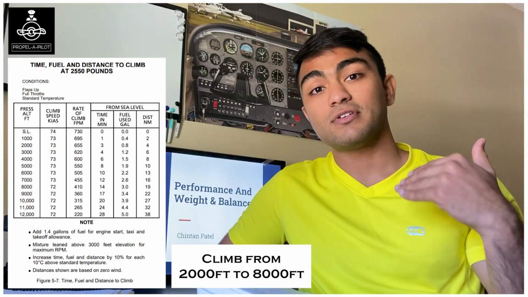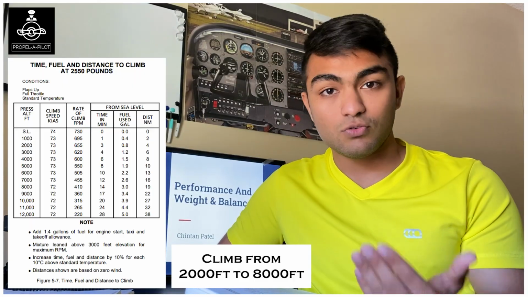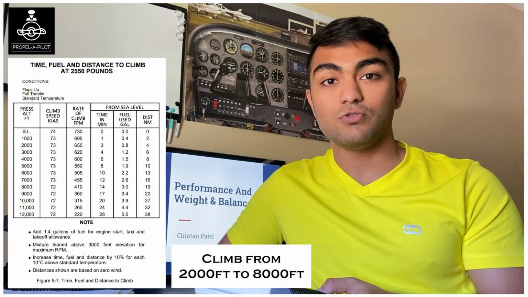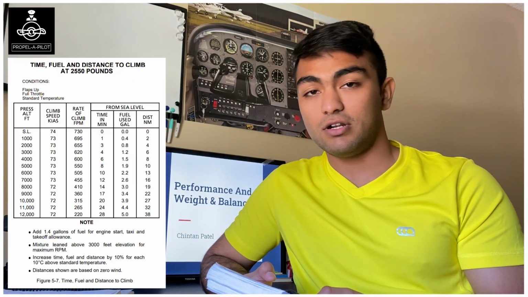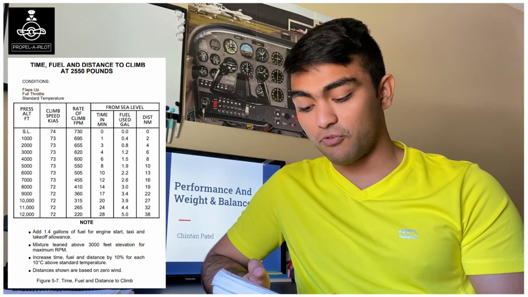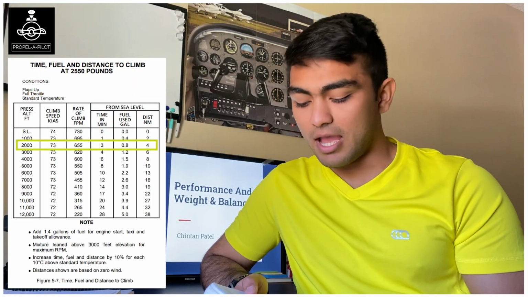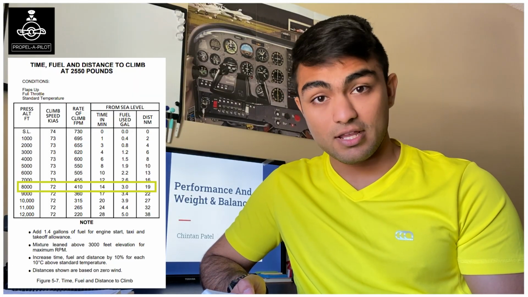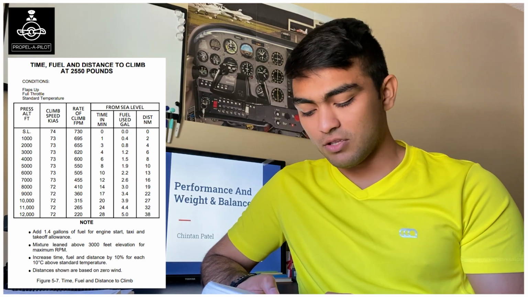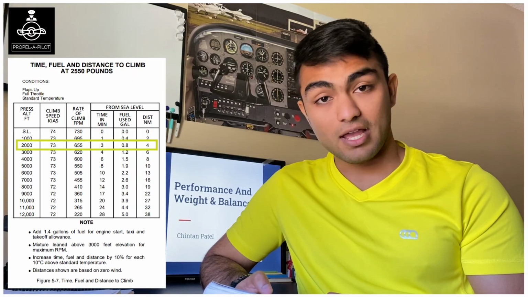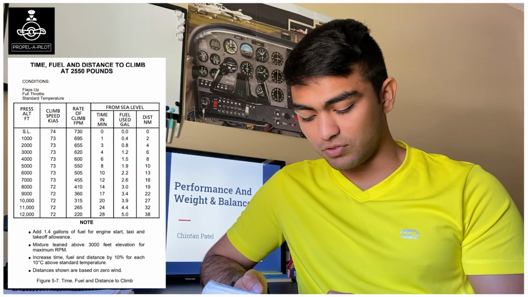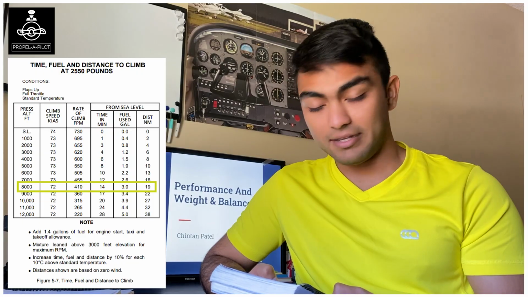That's it. But let's say I'm at an airport that is at 2000 feet and I want to climb to an altitude of 8000 feet for my cruising. What do I need to do now? You need to calculate the time, fuel and distance required to climb from sea level to 2000 and from sea level to 8000, and then subtract those values. So in our case, for 2000 it is 3, 0.8 and 4. For 8000 it is 14, 3 and 19 nautical miles.